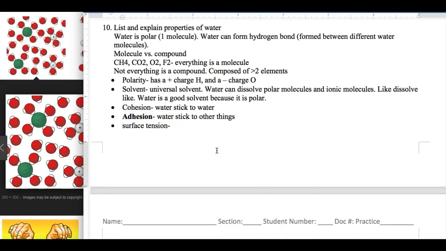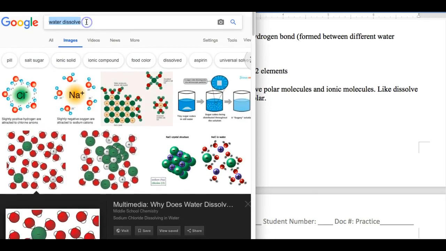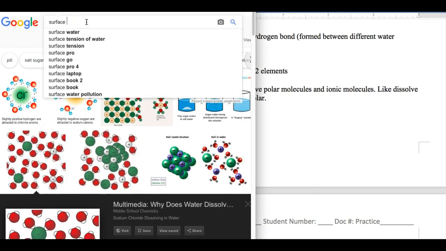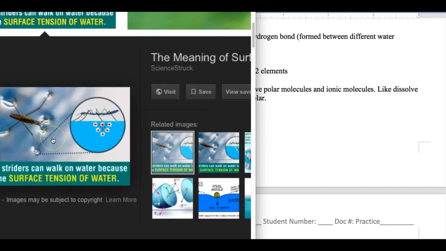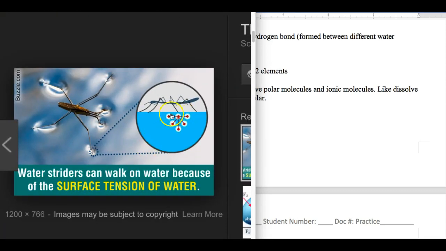Surface tension is easier if you were to look up a picture. So here's surface tension. Look at this one. When a bug is trying to walk on water, there are all these water molecules forming bonds between each other, between different water molecules, not within one water molecule. Make sure you know the difference.